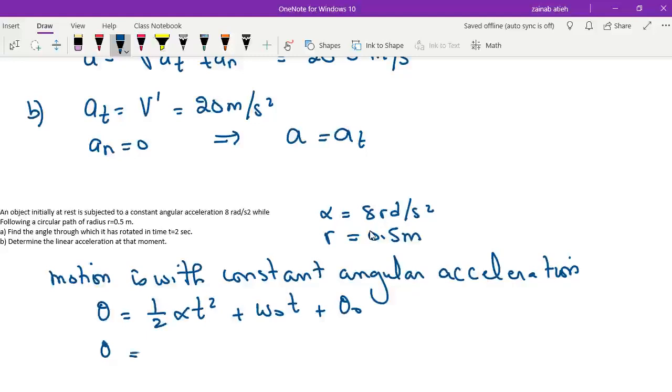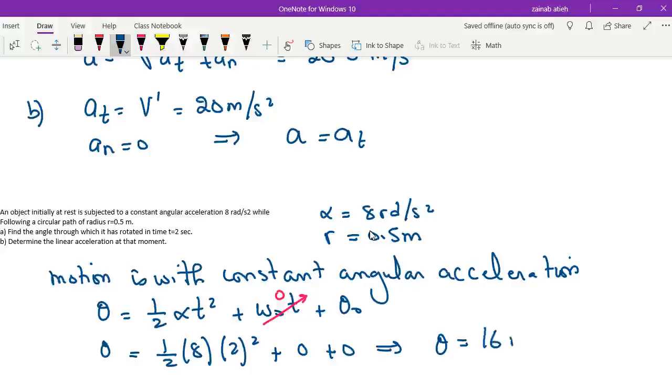Theta is equal to half. I have alpha, it's 8, times 2 squared. Omega 0 is 0 because it was initially at rest, so this is 0, and I can assume theta 0 is 0, or I can take it to the other side with theta minus theta 0, so it's 0 plus 0. This implies I will get theta equals 4 times 4, which is 16 radians.